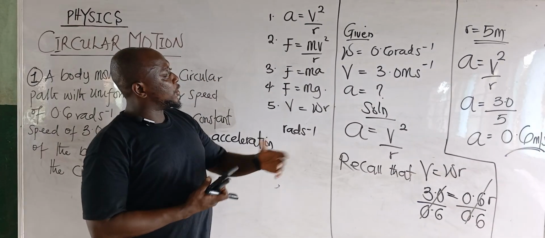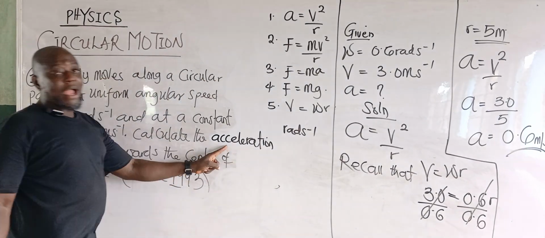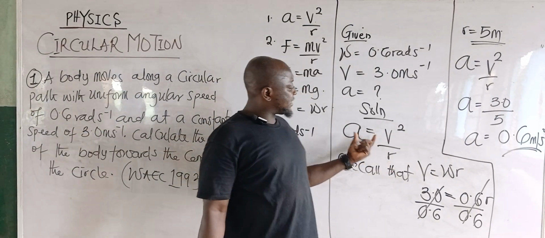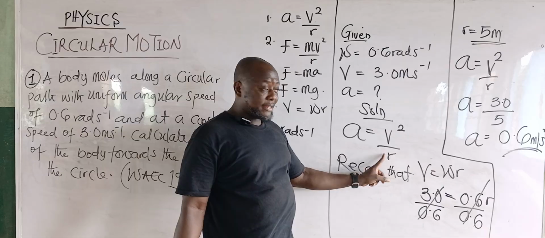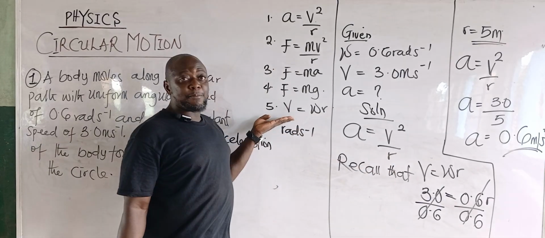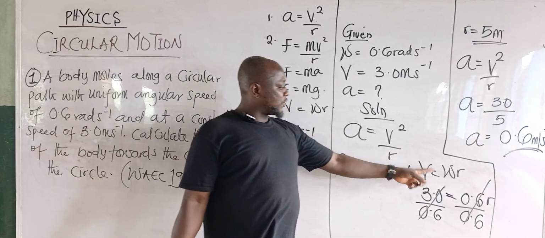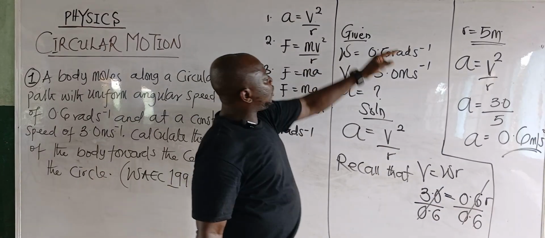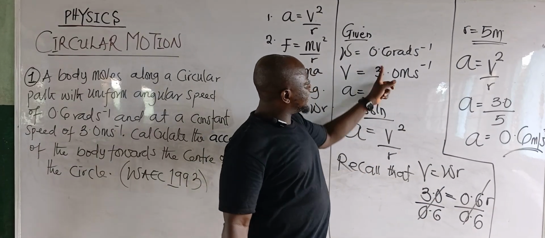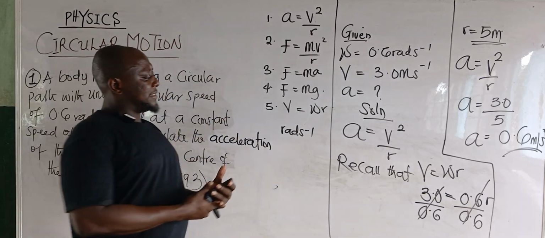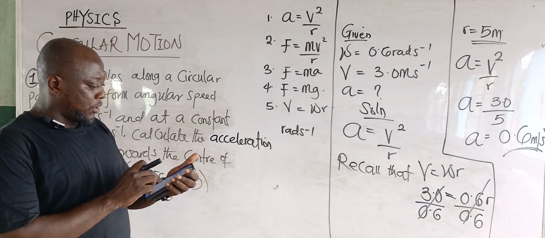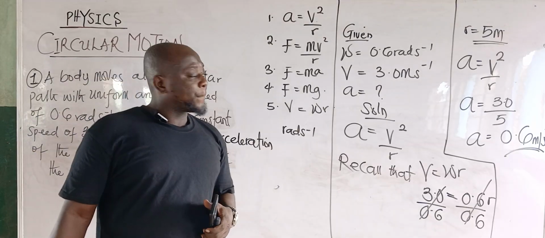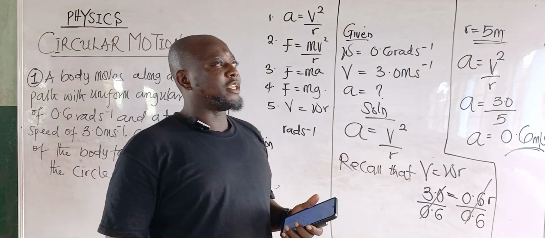So this is how it is done. We are asked to look for acceleration, centripetal acceleration, and this is the formula. We don't have R, so to get R, simply employ this formula. If you do that, you are going to get your value for R. Then you come back to this formula, replace in the values and divide, and that becomes your simple answer. So that is how that is done going forward.